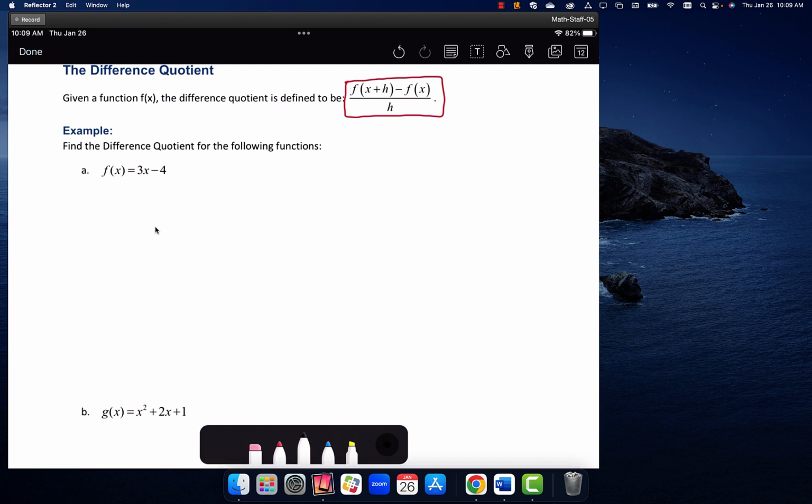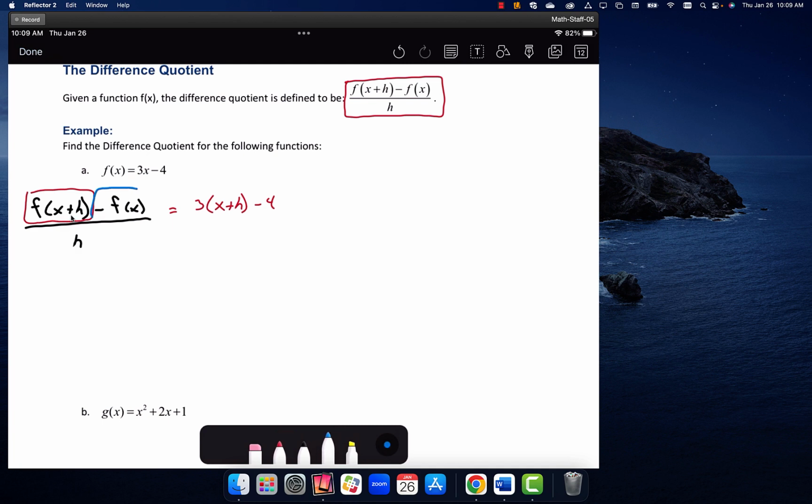I recommend you write the difference quotient every single time. It'll help you learn it. So before we do our example, let's rewrite the difference quotient off to the side. Then we're just going to take it one piece at a time. F of x plus h. Keep in mind that's just function notation. All you're going to do is every time you see an x in the original f, you're going to replace that x with what's in parentheses. In this case, x plus h. So we have 3, replace the x with x plus h, minus 4.